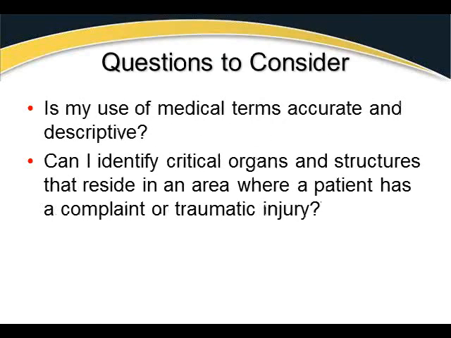A couple questions to consider. Is my use of the medical terms accurate and descriptive? Again, if you don't know what it means, don't use it. If you think you know what it means, look it up and make sure that you know what it means. And can I identify critical organs and structures that reside in the area where the patient maybe has a complaint or a traumatic injury? By going, okay, I kind of know that maybe the liver, the gallbladder, and some of the small and large intestine is there, so that kind of gives me an idea of where I'm going.